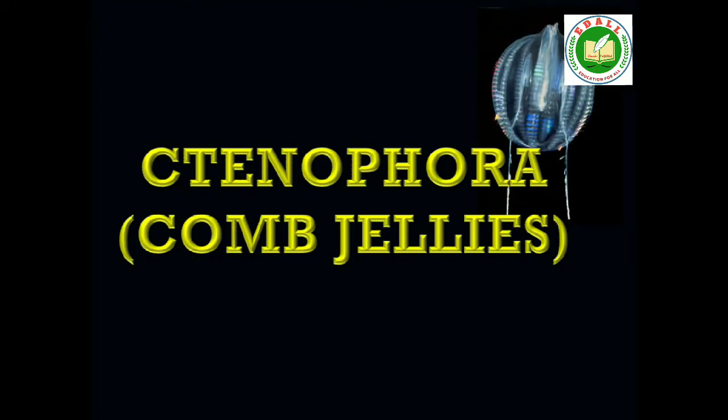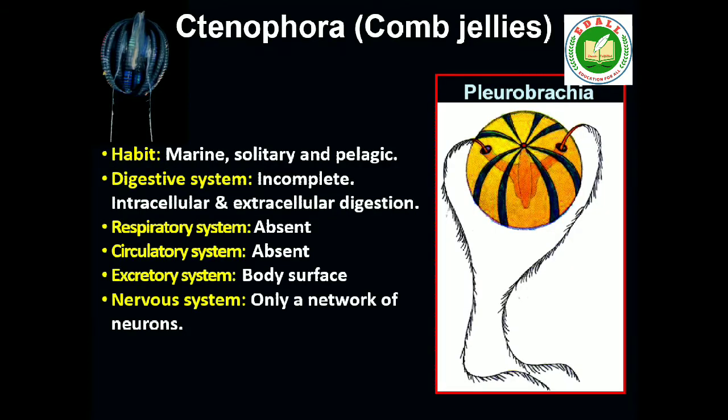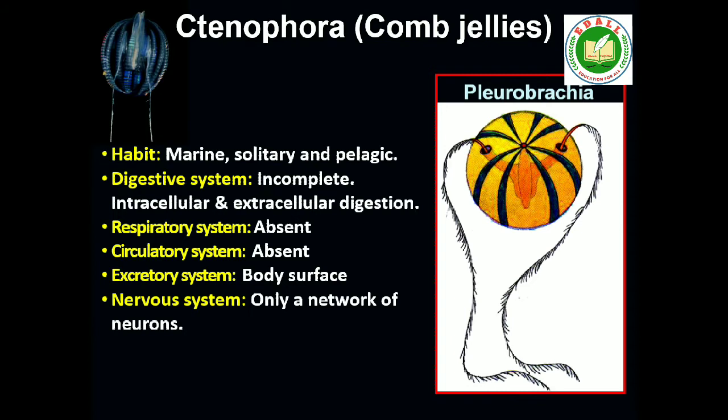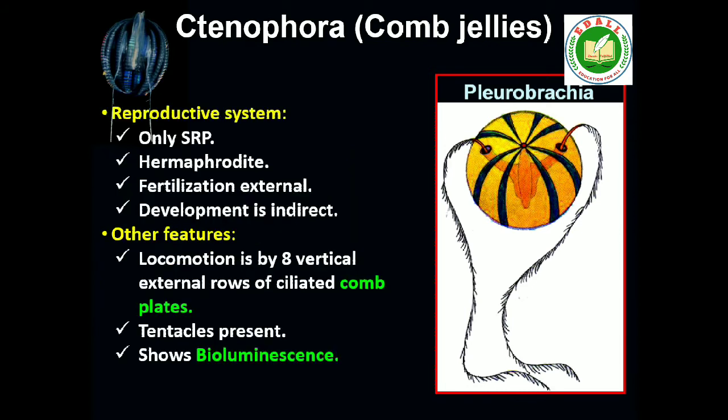Third is phylum Ctenophora. Ctenophores, commonly known as sea walnuts or comb jellies, are exclusively marine, radially symmetrical, diploblastic organisms with tissue level of organization. The body bears 8 external rows of ciliated comb plates, which help in locomotion. Digestion is both extracellular and intracellular.